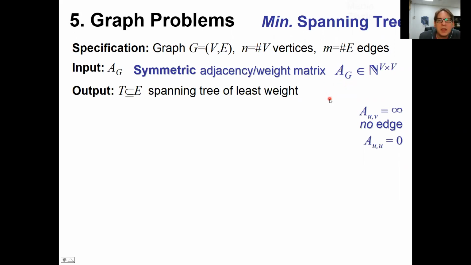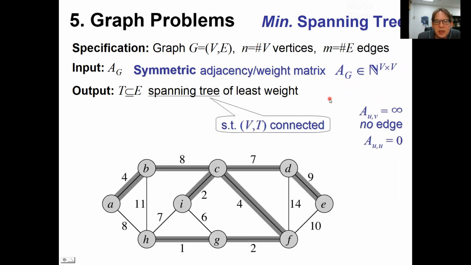And what is a spanning tree? A spanning tree is a tree that connects all the vertices of the original graph. So a spanning tree is a subgraph that contains all vertices of the original graph, but not necessarily all edges. Only sufficiently many edges so that the resulting subgraph is still a tree, that is connected and acyclic. Actually, it's not a loss of generality to drop the acyclicity condition, because if we have a spanning graph of least weight, then this will automatically be a spanning tree of least weight.